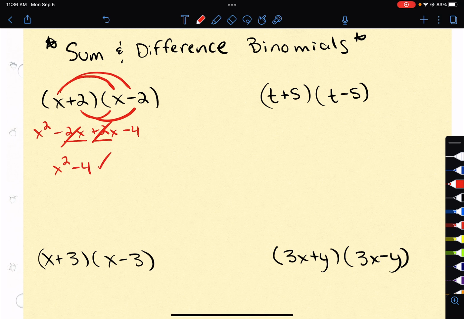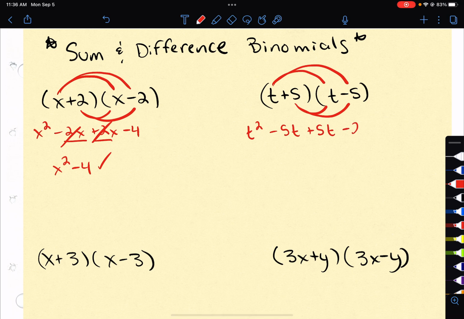Okay, let's do the next one. T plus 5 multiplied by t minus 5. T times t is t squared. T times negative 5 is negative 5t. 5 times t is 5t. 5 times negative 5 is negative 25. Again, the same thing shows up in the middle, but one is positive, one is negative, so they cancel out. All I'm left with is t squared minus 25.